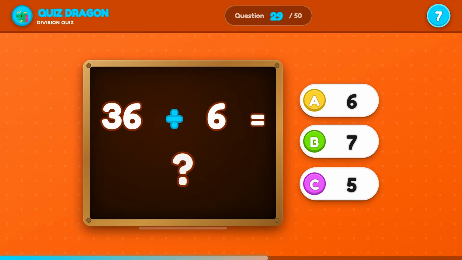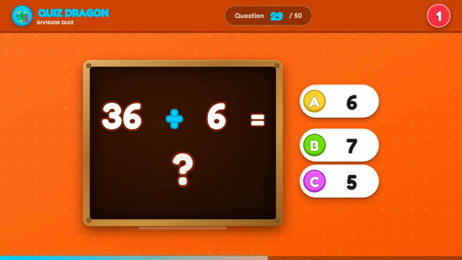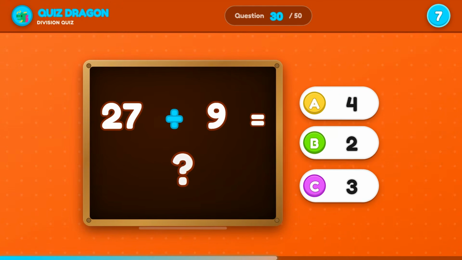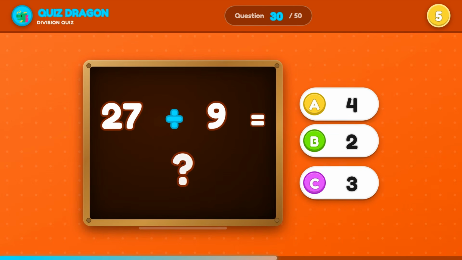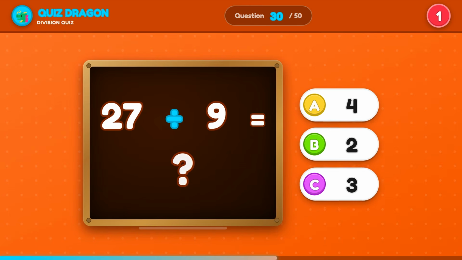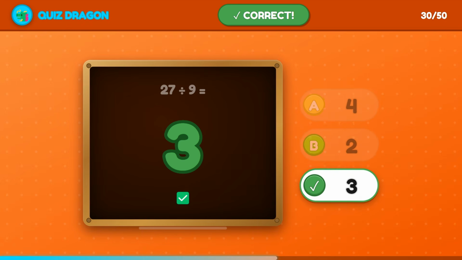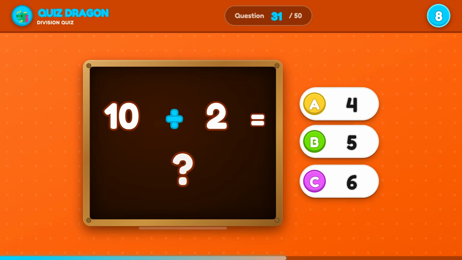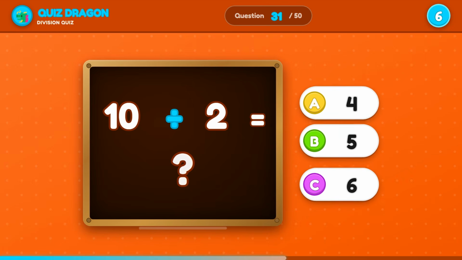Question 29. What is 36 divided by 6? The correct answer is A, 6. Question 30. What is 27 divided by 9? The correct answer is C, 3. You are a math genius. Question 31. What is 10 divided by 2?